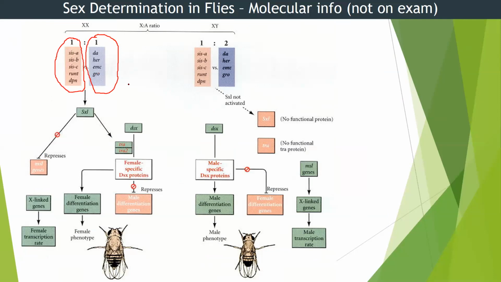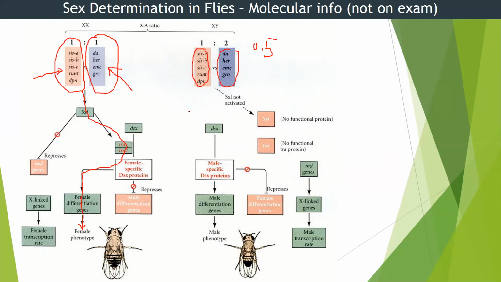All right. If the ratio is equal to 1, that means the amount of product from these X-linked genes is equivalent to the amount of product from the genes located on the autosomes. Then this pathway will be open, which will lead to the female phenotype. However, if the ratio is like this, 0.5, the ratio of the gene products has been changed. Then this pathway will be blocked.